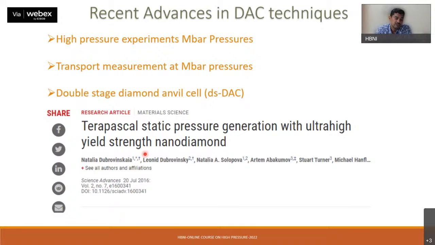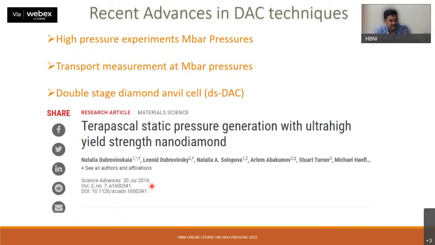Terapascals means almost in the range of thousands of GPa, which till now you couldn't even visualize, or couldn't even think, that using a diamond anvil cell, which fits into your palm or into your hand, you can study materials in the thousands of GPa range.